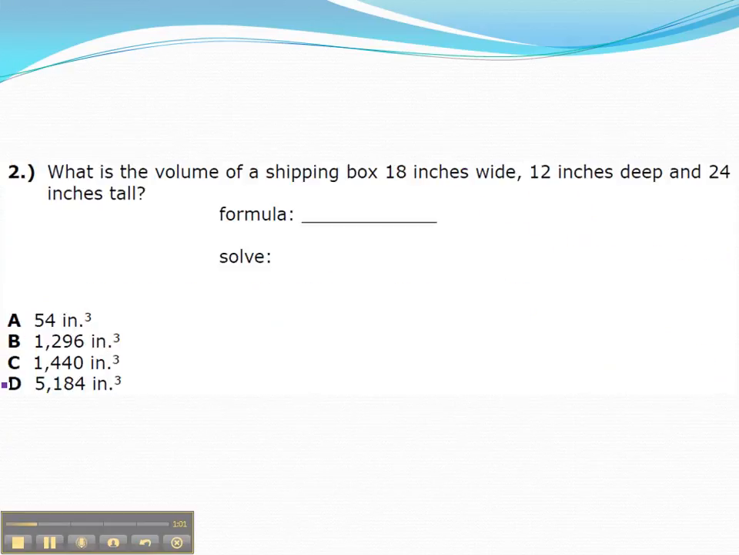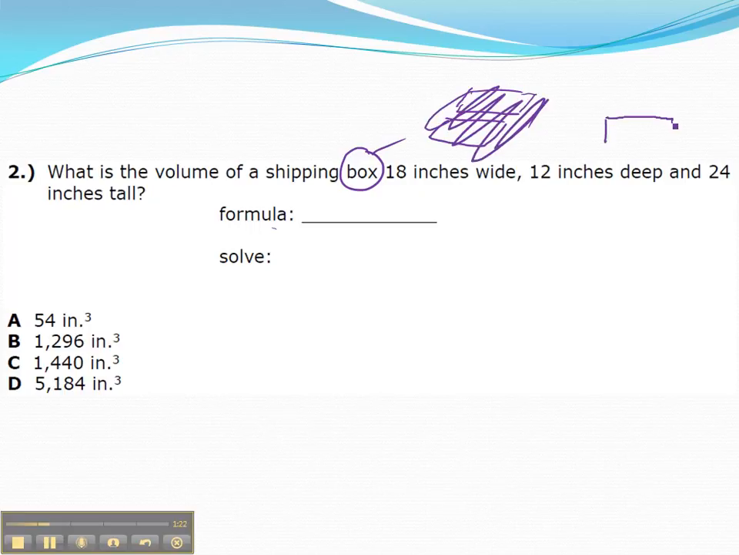Problem 2. What is the volume of a shipping box 18 inches wide, 12 inches deep, and 24 inches tall? So a box looks like this. Well, it's a terrible drawing. Let's try this again. Box is a rectangular prism, 18 inches wide, 12 inches deep, and 24 inches tall.